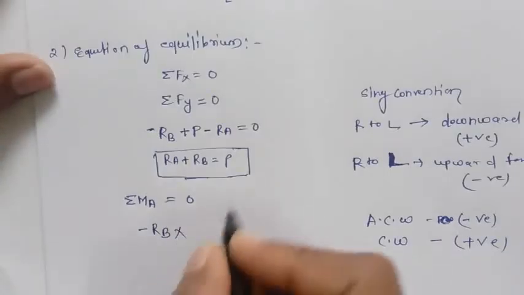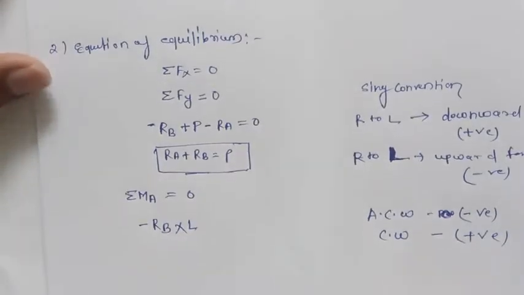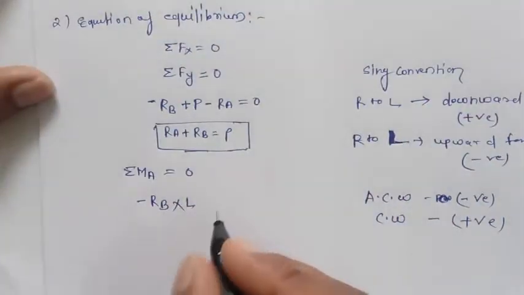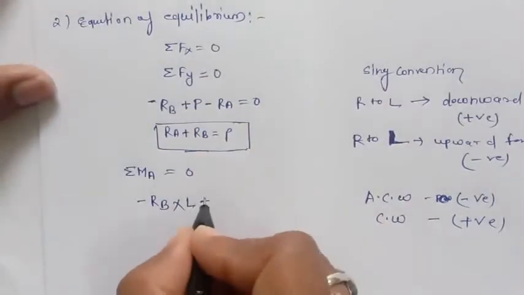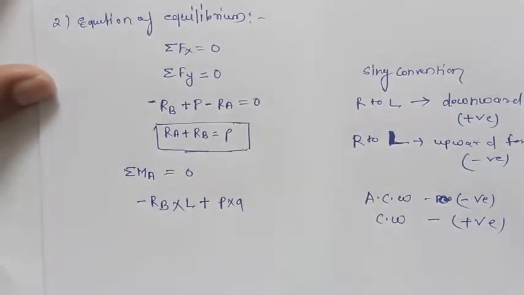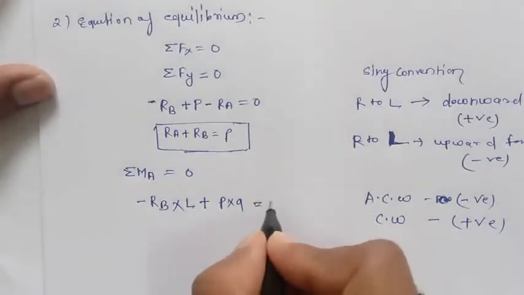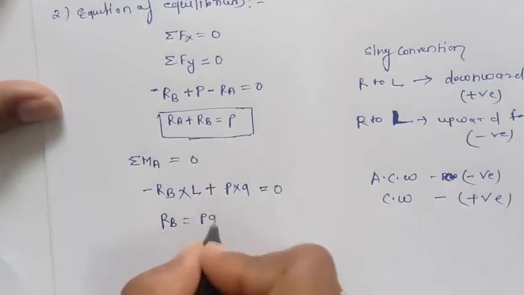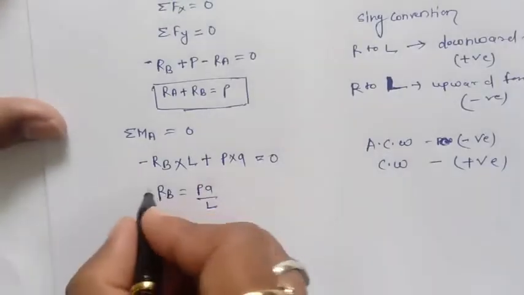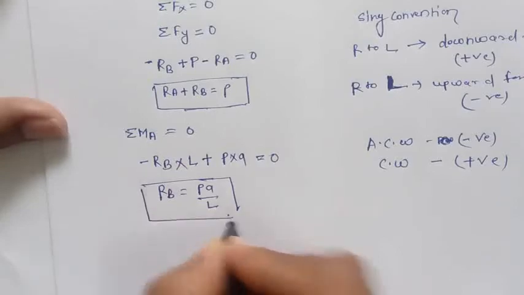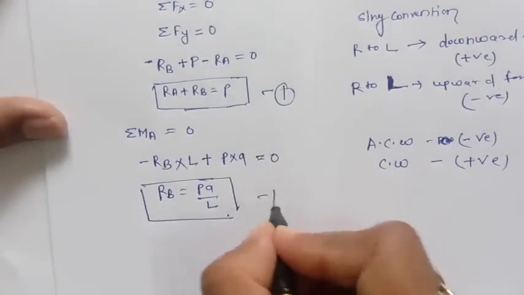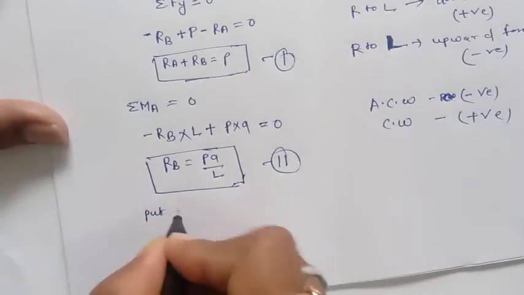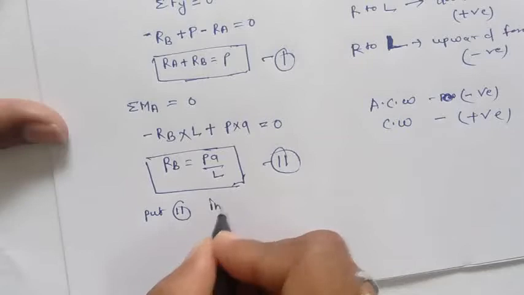into the distance L, RB into L, since moment is force into perpendicular distance, and then P is a clockwise rotation, so P into A equals 0. So RB is nothing but PA divided by L. If I know RB, then put equation 2 into equation 1.